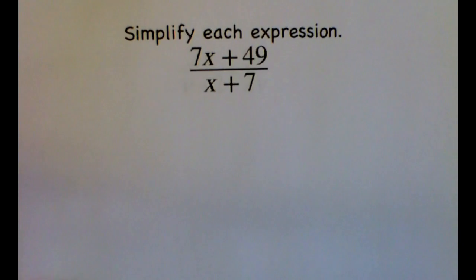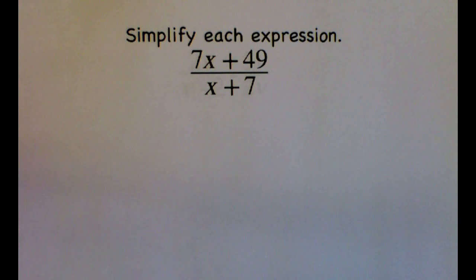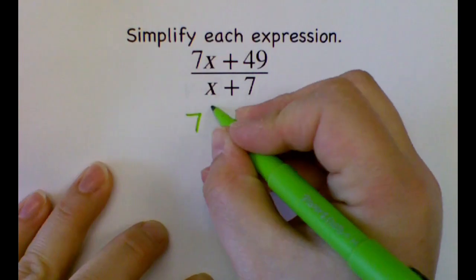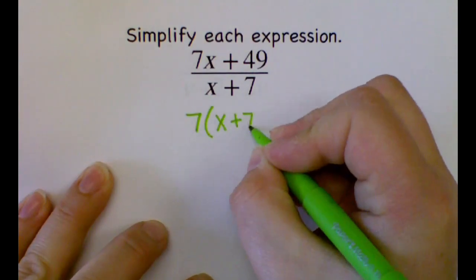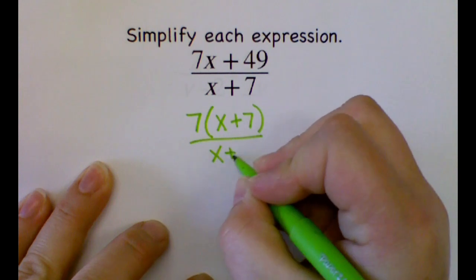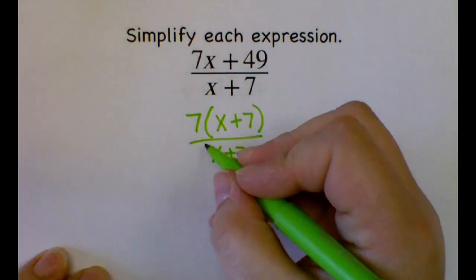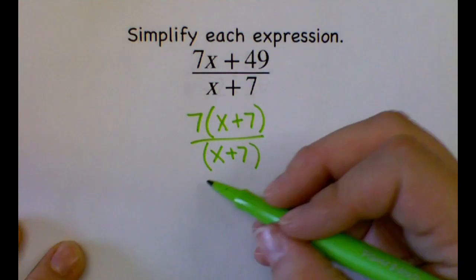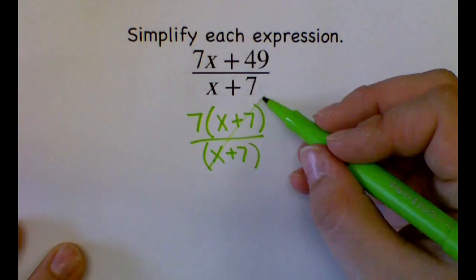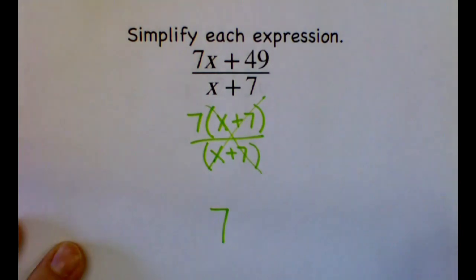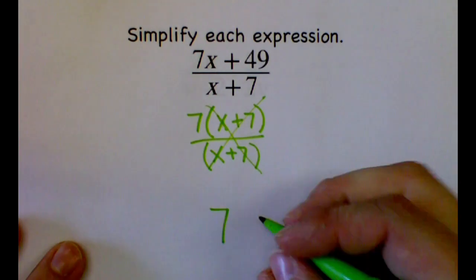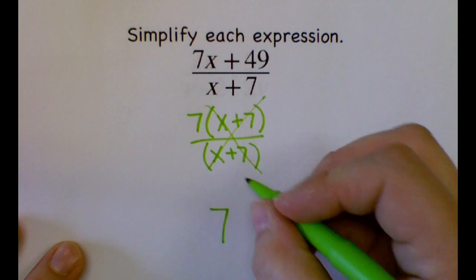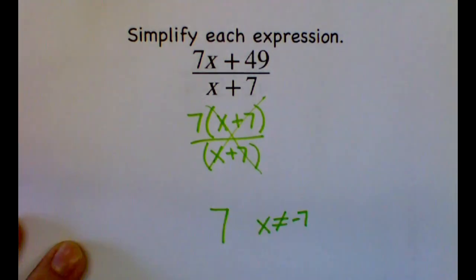All right, same thing on this next one. I'm going to start by factoring. I'll factor the numerator. All I can do in the numerator is take out the greatest common factor, which is 7. Leaves me x plus 7. And look at that, they both have an x plus 7. In order to cancel things in a fraction, it needs to be the entire factor. Boom, we're left with just 7. But we have to say what x can't be. What would make my denominator 0? Negative 7 would.